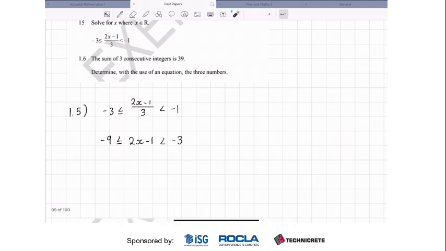Then I'm still trying to get x on its own here, so I'm going to add a positive 1 to the middle to get rid of this minus 1, which means I'm adding a positive 1 on the right-hand side and I'm adding a positive 1 on the left-hand side. So I'll have minus 8 here, 2x here, and minus 2. And then finally, I'm just going to divide by 2 in the middle to get x on its own, which means I'm also dividing by 2 on the left-hand side and on the right-hand side. So I'll have minus 4, and here I will have minus 1.